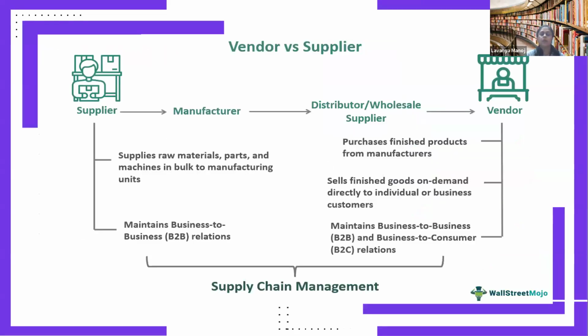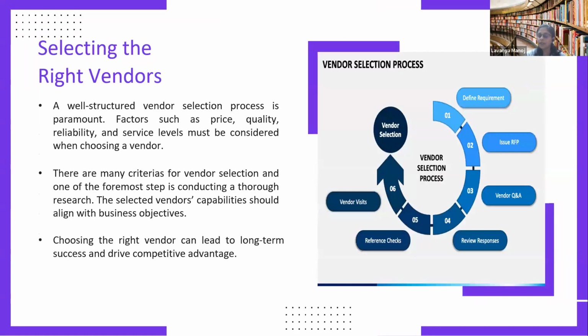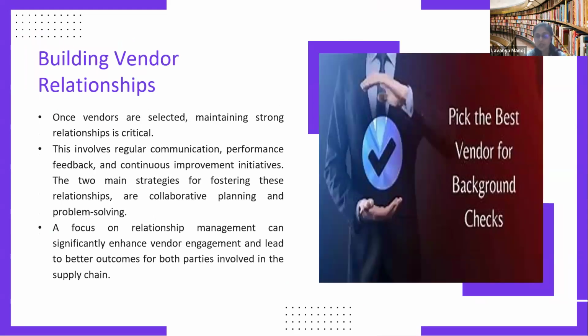Then we have seen what is a vendor, what is a supplier, how a supplier differs from a vendor, and selecting the right vendor. What are the criteria to select the right vendors, and what is the process involved in selecting the right vendor? And building vendor relationships. So all these are the generalized topics we were discussing. Today's session we will be discussing a little more about each and every topic.